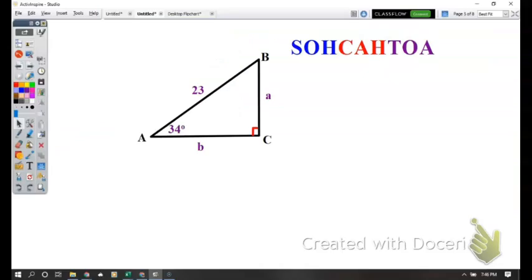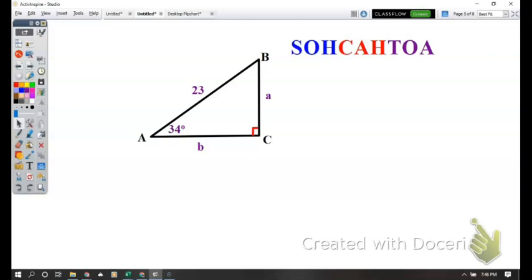Okay, so here I have triangle ABC, and it tells me that the length of AB is 23, and the measure of angle A is 34. I want to find a and b. Now we'll start with a because, why not?